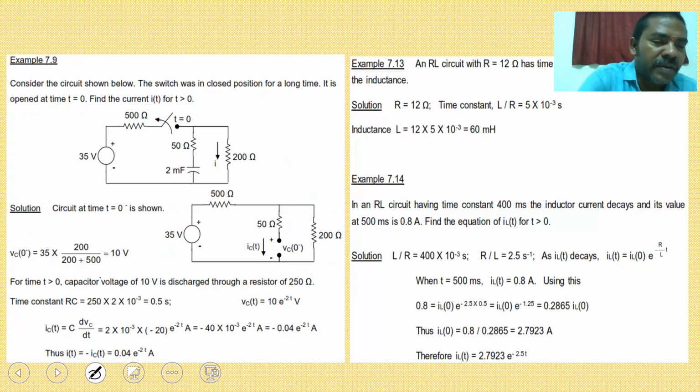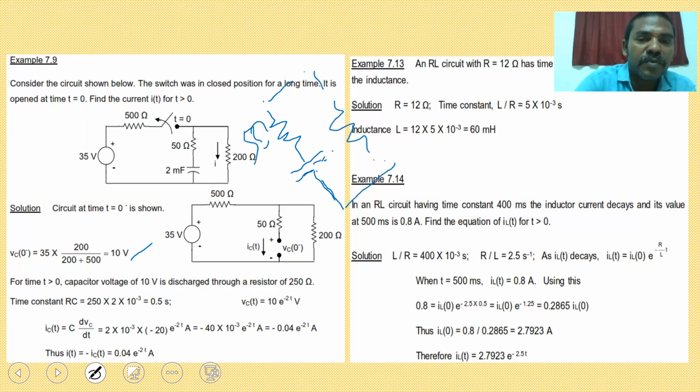So the initial voltage drop across the capacitor is how much? 10 volts. Are you understanding? So now the switch is open. Then you get a resistor, a capacitor, and another resistor. This is 50 ohms, and this is 200 ohms. This is your voltage drop across the capacitor, plus and minus, and this is your capacitance value.